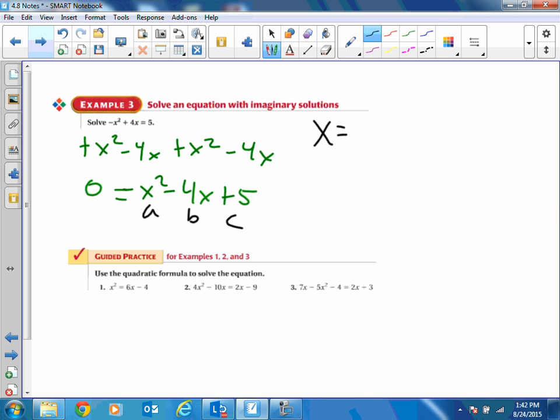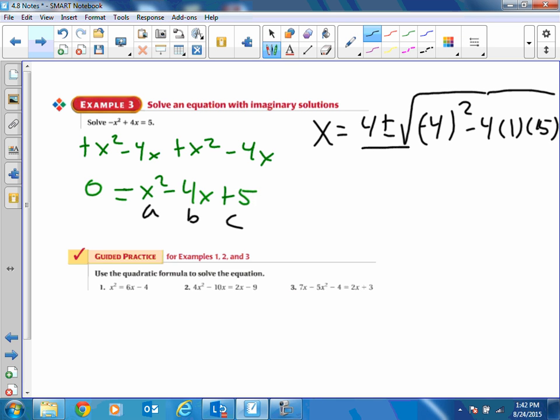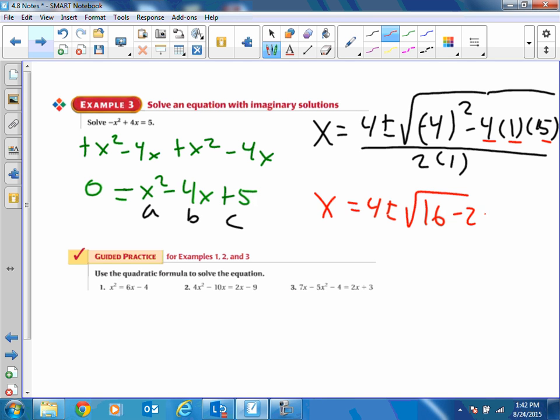We got x equals opposite b, so that'd be 4, plus or minus square root, b squared, so negative 4 squared. Remember, whenever it's a negative and you're plugging this in, make sure if you're using your calculator, put parentheses around the negative, otherwise it'll mess up your answer. So negative 4 squared minus 4 times 1 times 5, all over 2 times 1. I'm going to rewrite it. X equals 4 plus or minus square root. Negative 4 squared is 16. Negative 4 times 1 times 5 is negative 20. All over 2. Then we keep going.